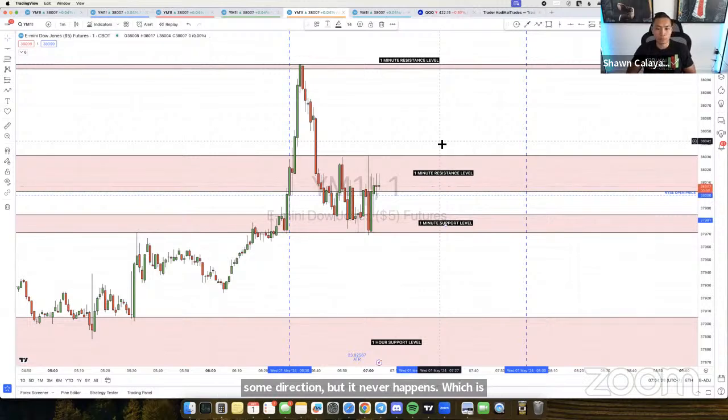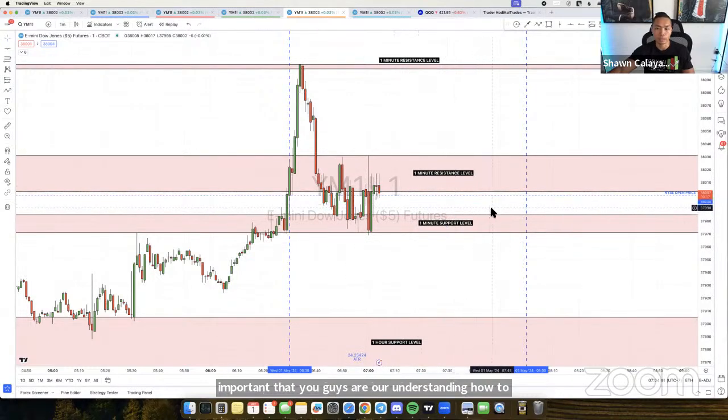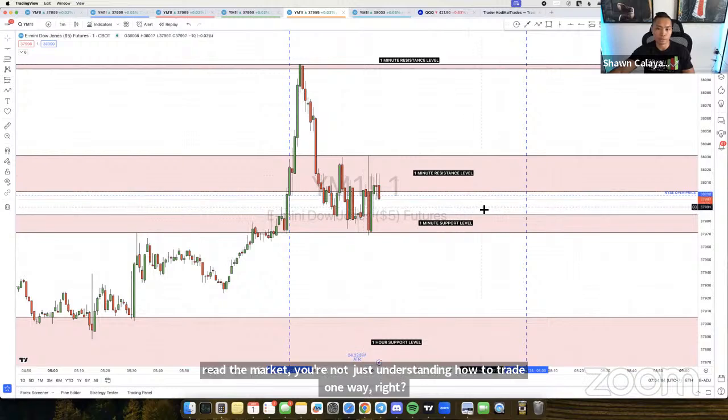So the market should have been directional from like February up until June. We're like a month away from June, and the market hasn't really moved in direction. So it's a weird year. It's a weird trading year, but this is why it's important that you guys understand how to read the market and you're not just understanding how to trade one way, right? Because if you only know how to trade one way, that's how you get screwed.